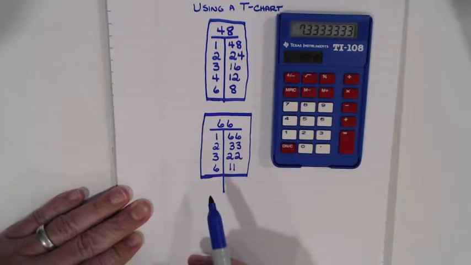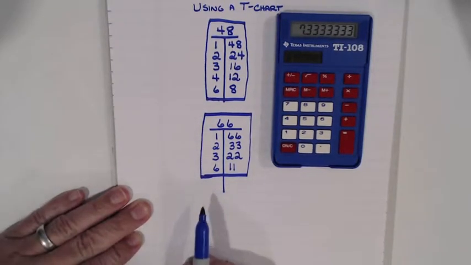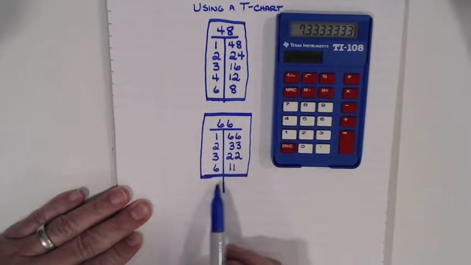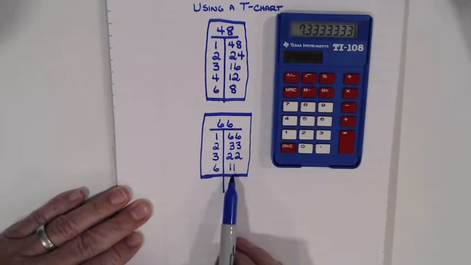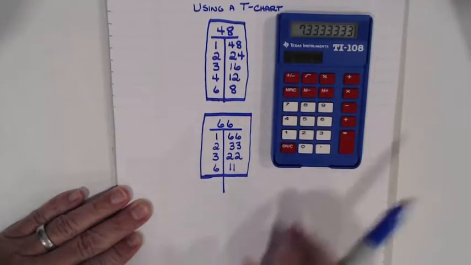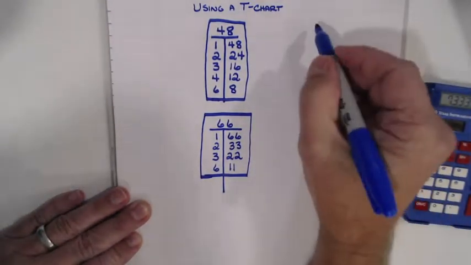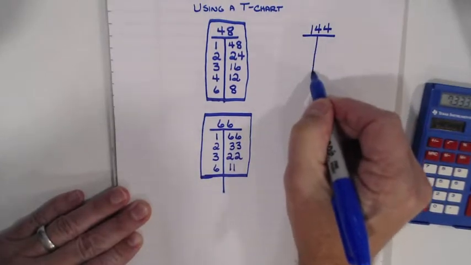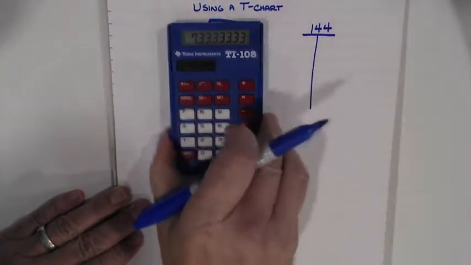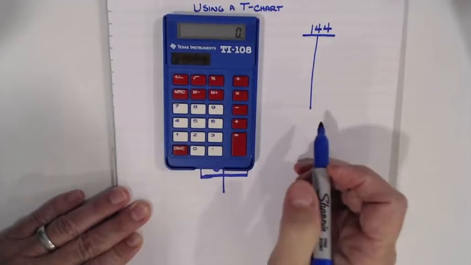Just go down the list until you run out of numbers to check. How do you know you need to stop? Either these two numbers are the same, or you're trying a number that's over here on this side. Now let's find all the factors of 144. So let's try that. I'm always going to start with 1 and the number.